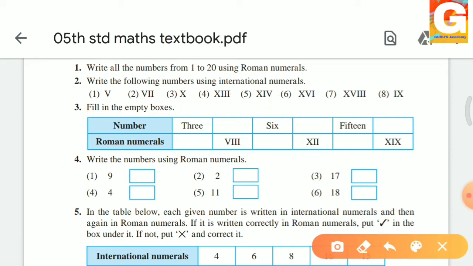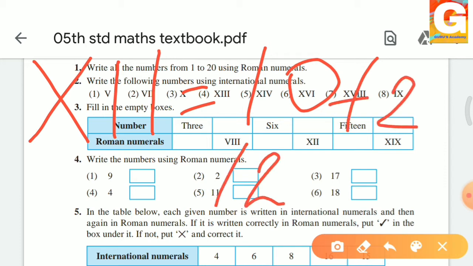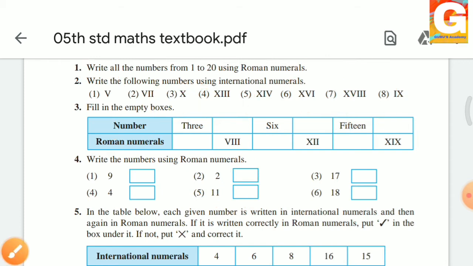Now next is what? You have to write number for Roman number 12. What is that? 10 and 2 lines means what? Plus 2. So that is your 12. So the next one is 12.